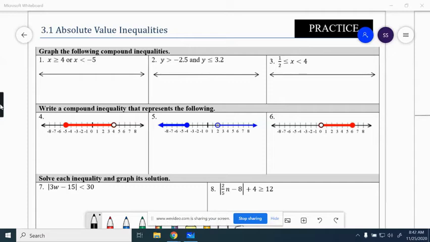All right, this is 3.1 absolute value inequalities. Taking a look at the practice problems here. Okay, so let's get this out here. Let's put -5 over here.